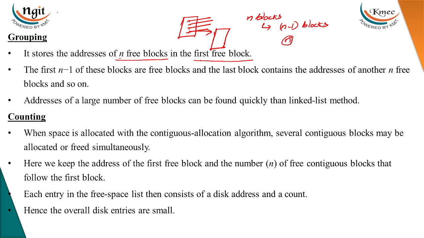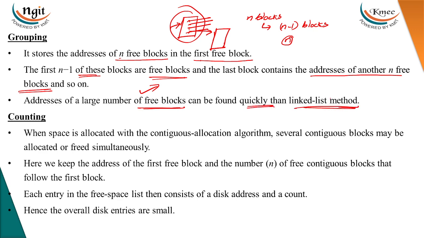So we are grouping some free blocks into one particular place, so that it will be easy to allocate and easy to assign the blocks to a file. The n minus 1 of these blocks are free blocks, and the last block contains the address of another n free blocks. So addresses of a large number of free blocks can be found quickly compared to the linked list method.